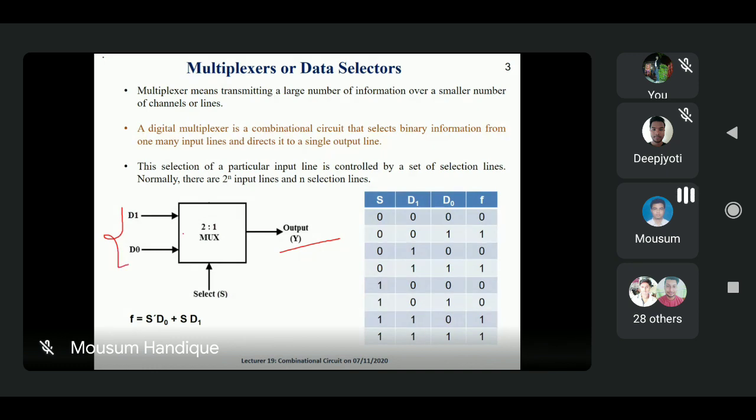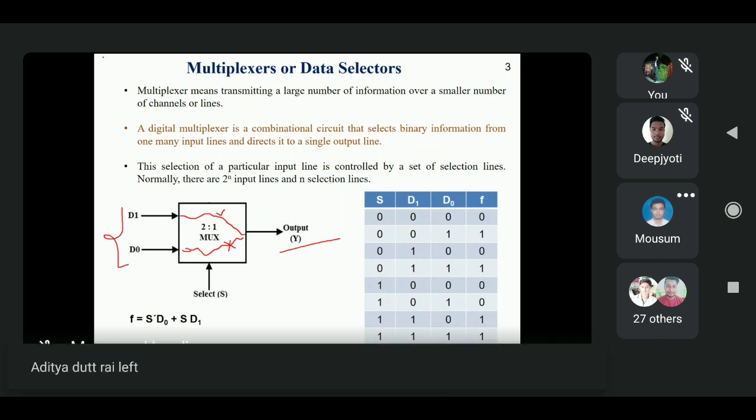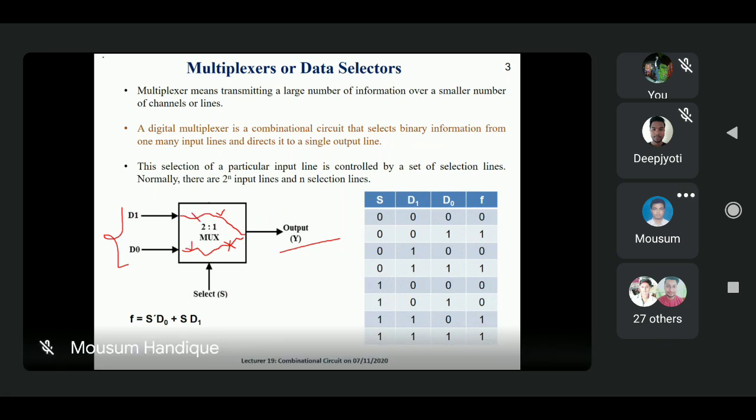So what happens? Some particular lines are propagated to this particular output, but not at a time. Only one input line is propagated to the output. If this one is considered, then we cannot use this one. If we are using this one, then we cannot use this one. Are you getting my point? So how do we know which particular input line is propagated to the output? That depends on the select line. Based on the select line, we can propagate a particular input line to the output line.